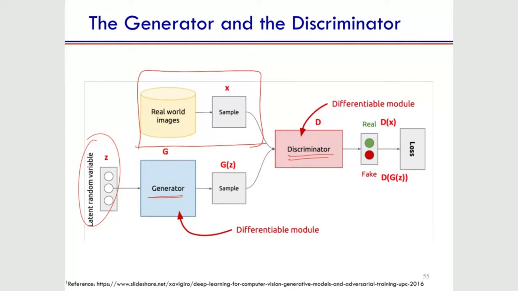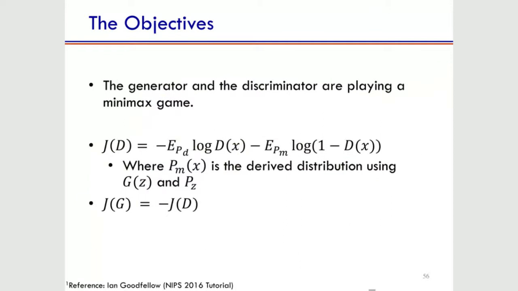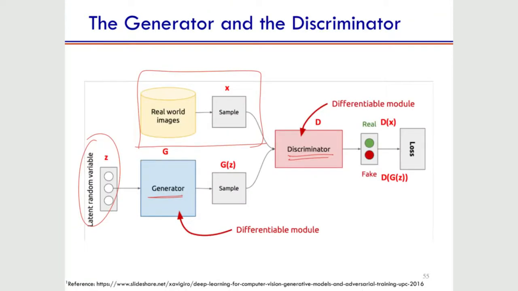And whatever it says, you can have a loss saying, if it was actually real and it said real, then it's good. If it's actually fake and it's fake, it's good. But if it says the opposite, then it's bad. That's how a loss function works. We'll see what the loss function looks like.